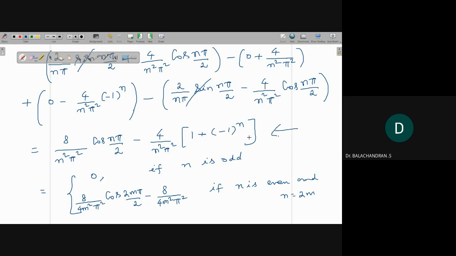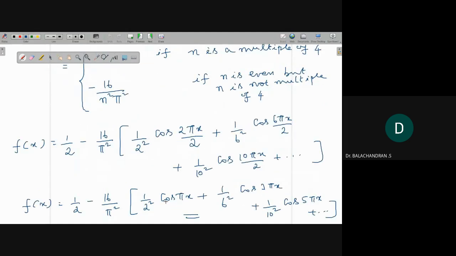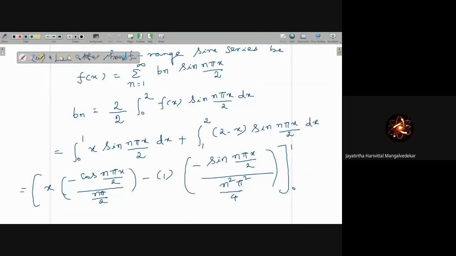So without any simplifications, from here onwards only you are doing the odd-even case. If you want to check, you can substitute n equal to 1, n equal to 2, n equal to 3, n equal to 4, and see whether you are getting this term. You can check it later, not now.